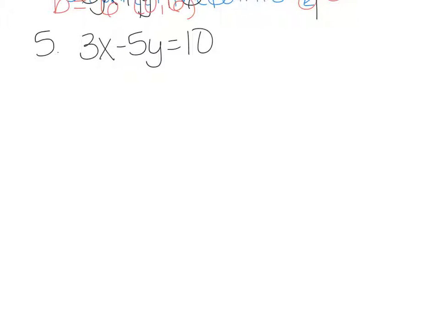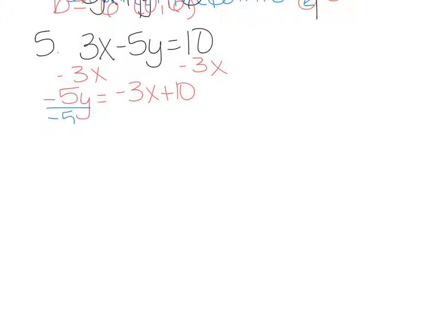So I need to get rid of this 3x. Okay, that is a positive 3x, right? So to get rid of a positive 3x, we're going to subtract 3x from both sides. On the left-hand side, I'm left with a negative 5y, and on the right-hand side, I have a negative 3x plus 10. Okay, it's still not in y equals, so I need to get rid of that negative 5.